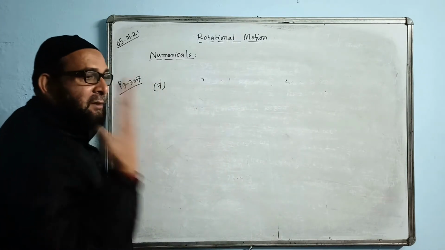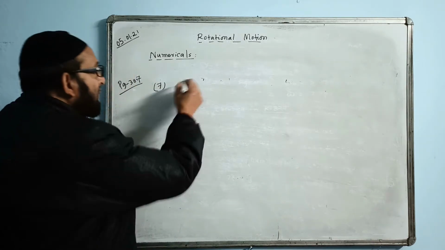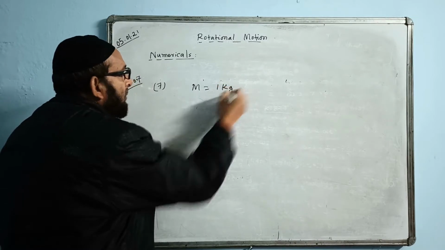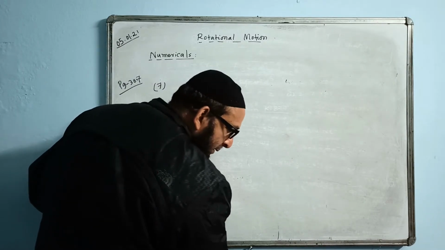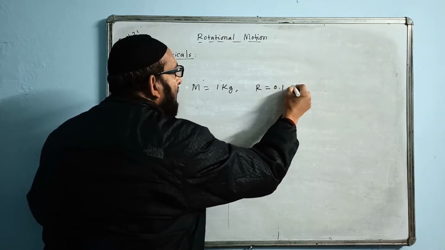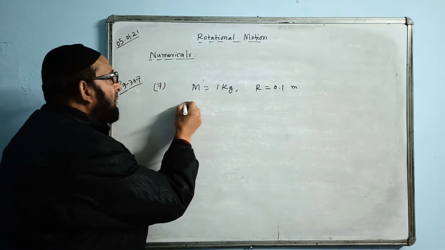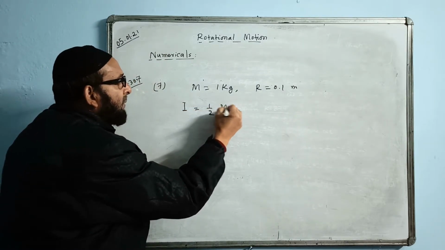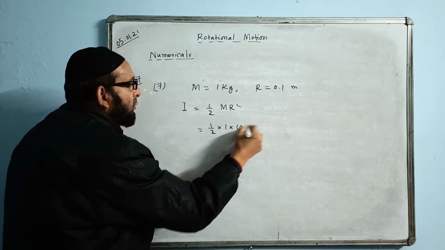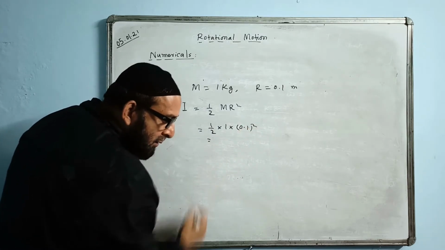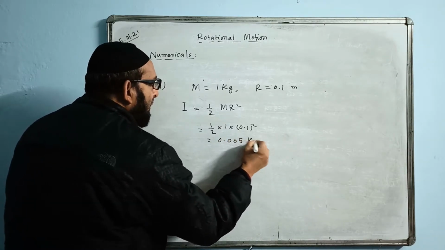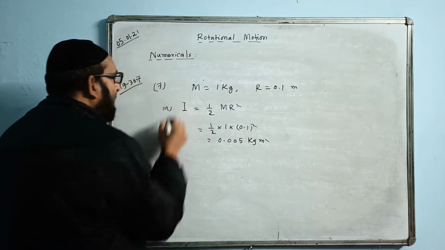They are talking about a disk. Mass of the disk is given, 1 kg. And radius of the disk is given, 0.1 meter. And the question is asking to find the moment of inertia of the disk. Moment of inertia of the disk is half m r square. Half, mass is 1, radius 0.1 square, and calculate, the answer comes 0.005 kg meter square. This was the answer for part A.